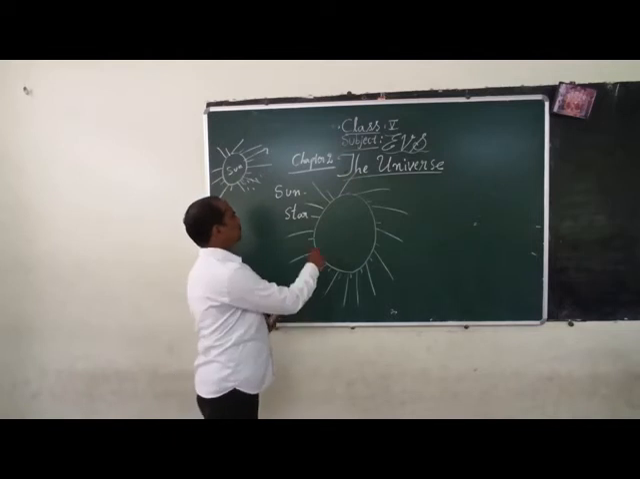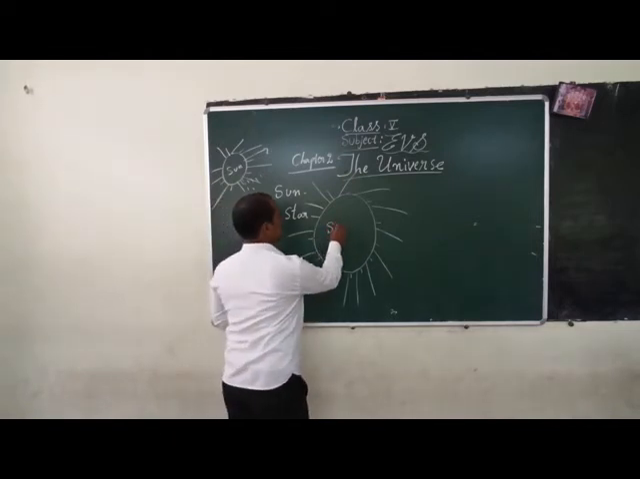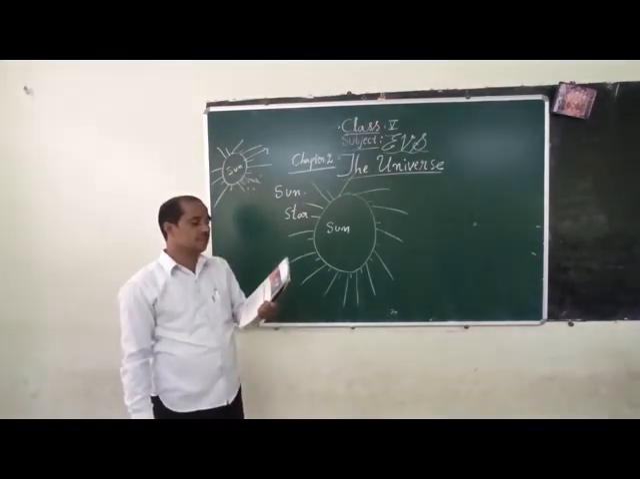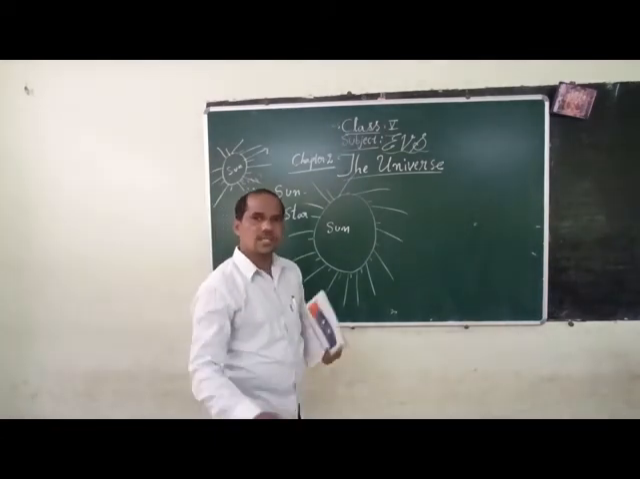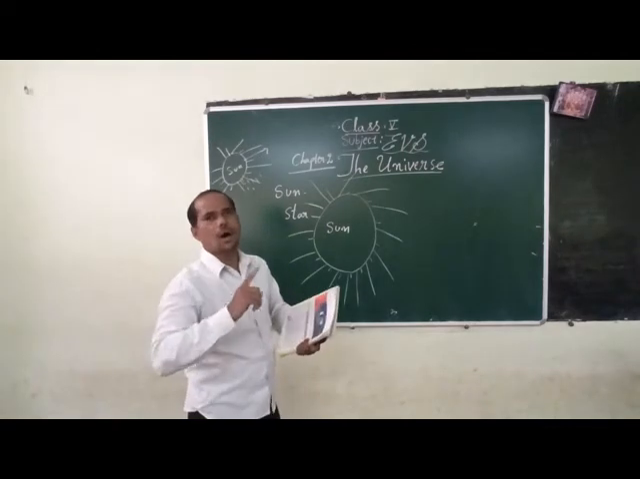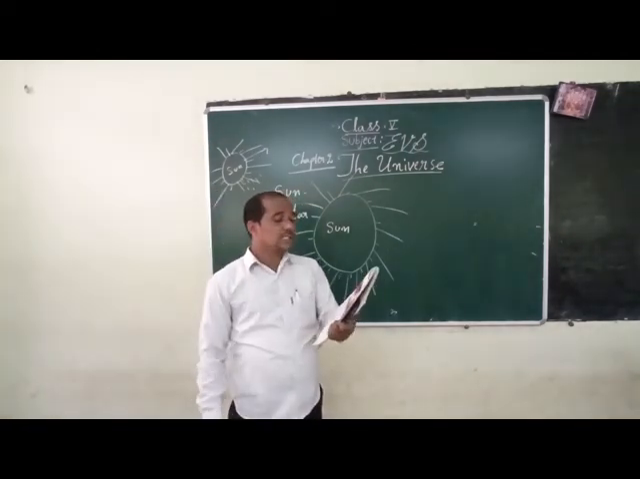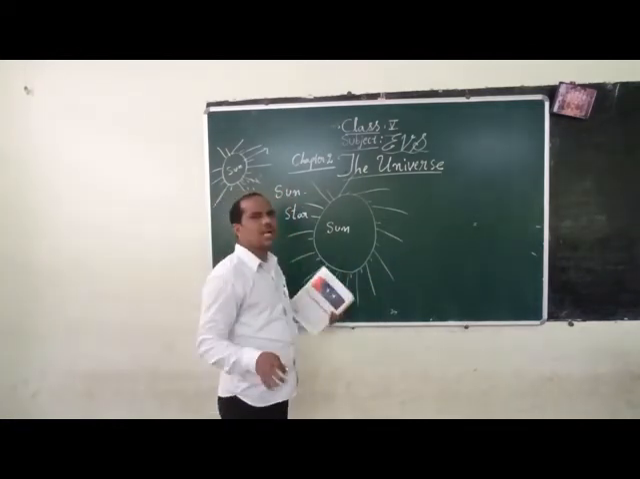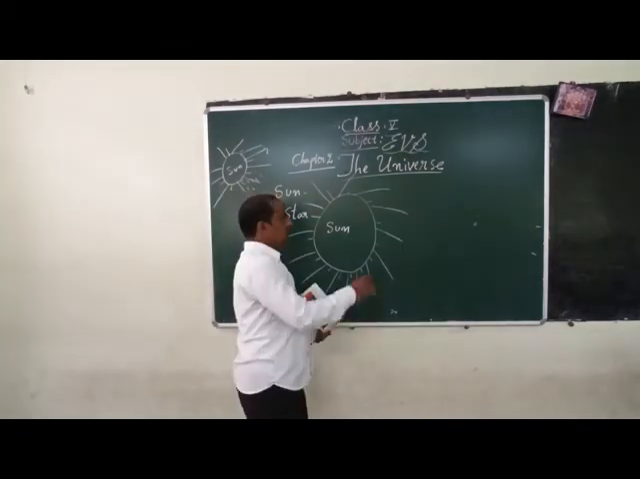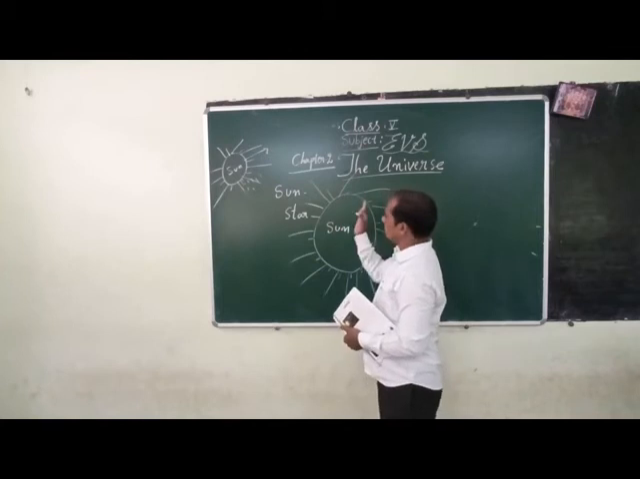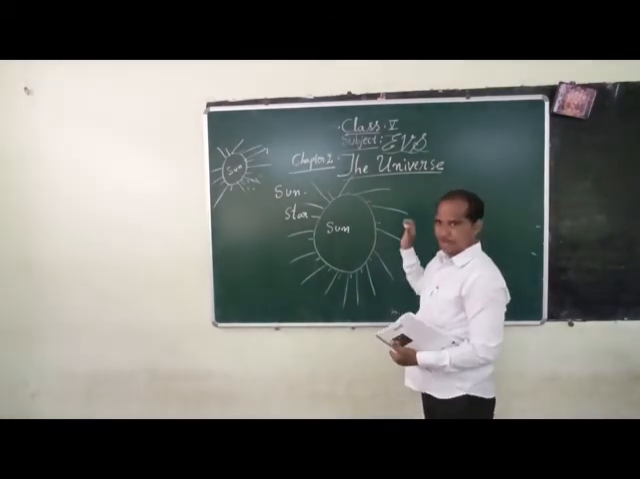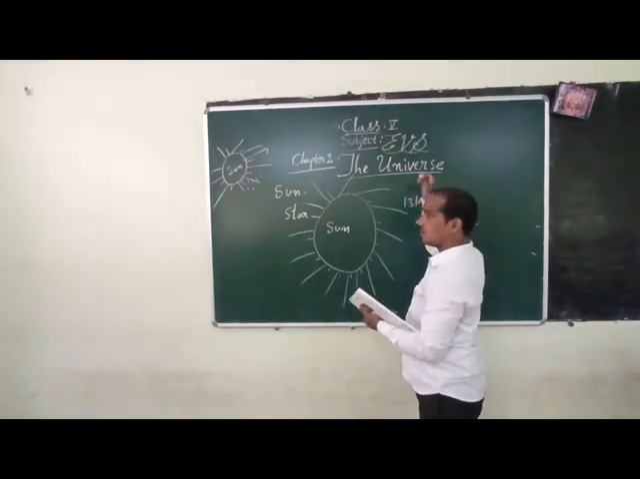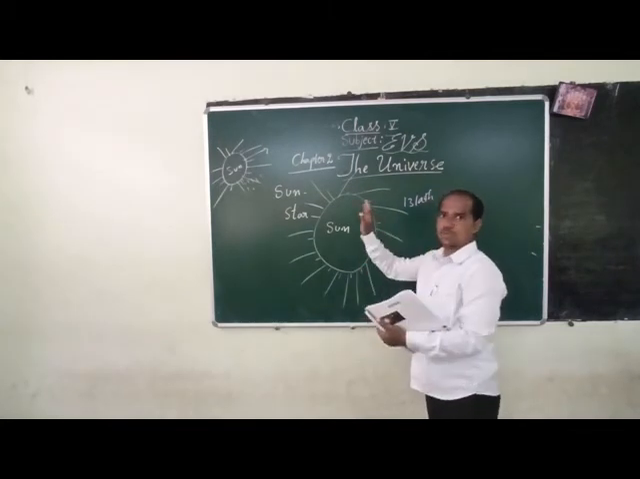It is the ultimate source of energy for life on Earth. It is the main resource for all the planets, especially the Earth, and it is so big that it can accommodate 13 lakh Earths. It is so big compared to all the planets. It can fill all the planets. How many? 13 lakh. That huge is the sun.